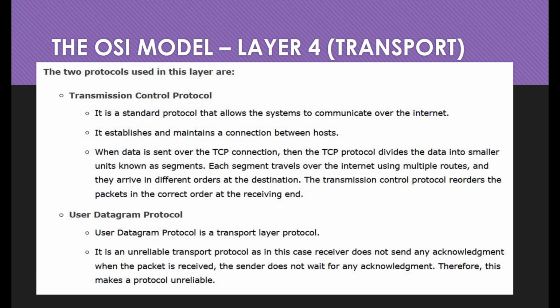So we can see the User Datagram Protocol, which is different from the TCP, is also a transport layer protocol, and it is an unreliable transport protocol, as the receiver does not send any acknowledgement when the packet is received. The sender does not wait for an acknowledgement, therefore this makes the protocol unreliable. So we noticed that when we saw the segment, we saw an acknowledgement number there. What that means is that there's a three-way handshake sequence done.